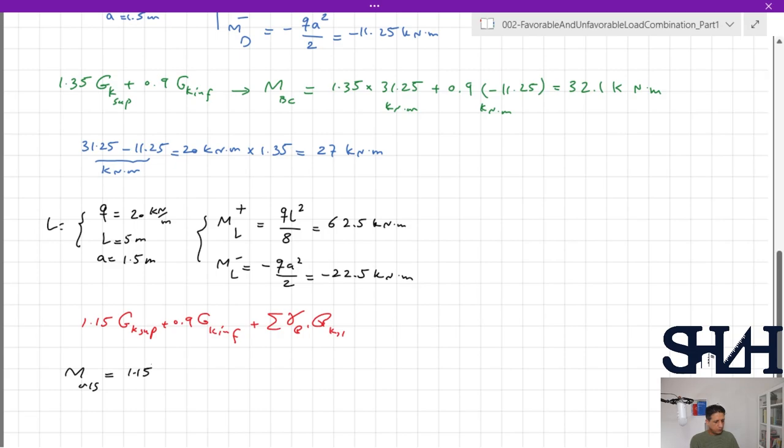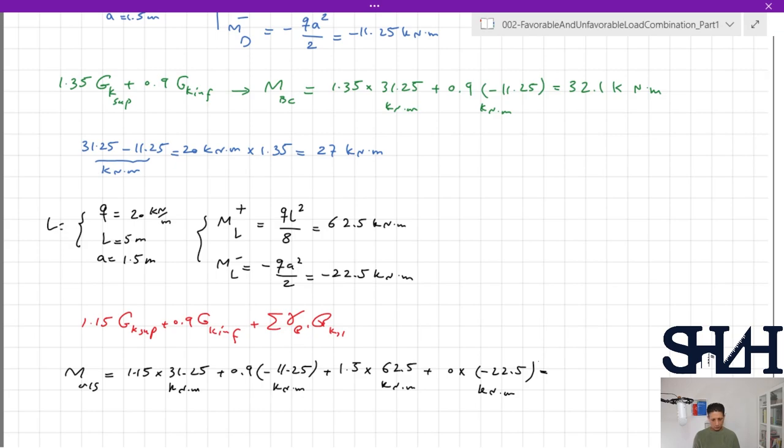So this value will be 1.15 times 31.25 kilonewton meter plus 0.9 times minus 11.25 kilonewton meter plus 1.5 times 62.5 kilonewton meter. And as far as the other one is favorable, it will be taken as zero value for favorable action. So 1.15 times 31.25 plus 0.9 times minus 11.25 plus 1.5 times 62.5. So it will be 119.5 kilonewton meter. So this is how the calculation needs to be done. But if your structure is not sensitive to permanent action, then you can use only 1.35.